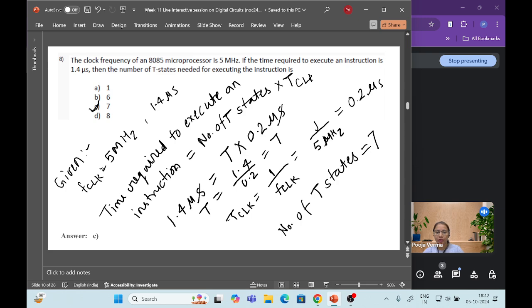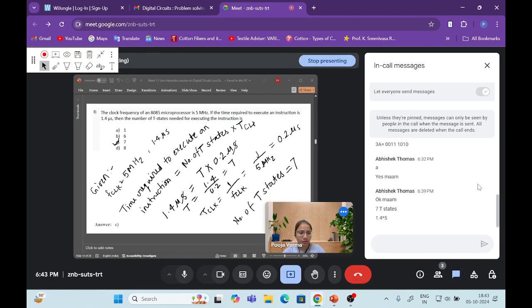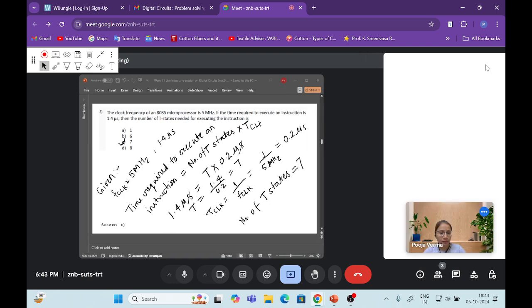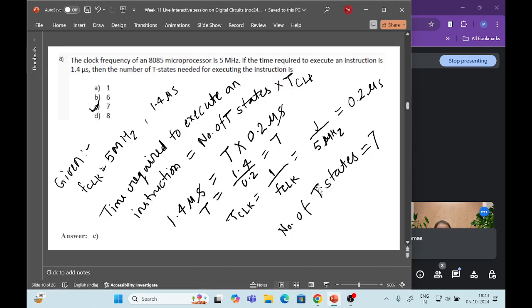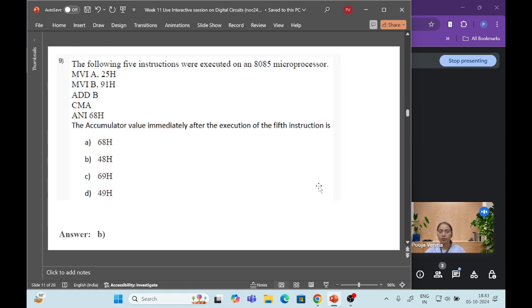Okay. So moving to the next question. Now I hope you have understood this question. The correct formula is this: time required to execute an instruction is the number of T states into T clock. Okay. So moving to the next question.